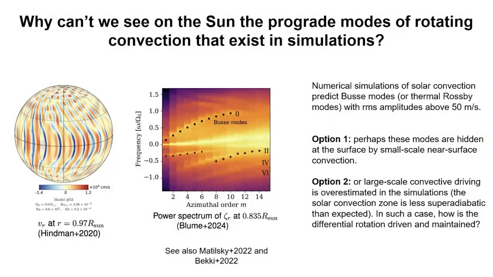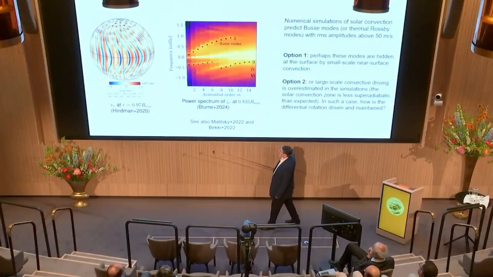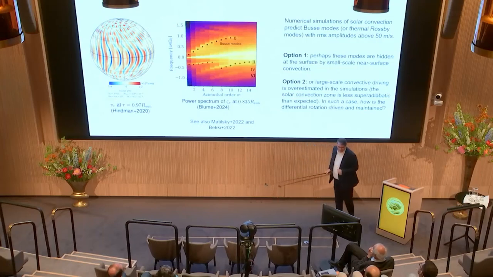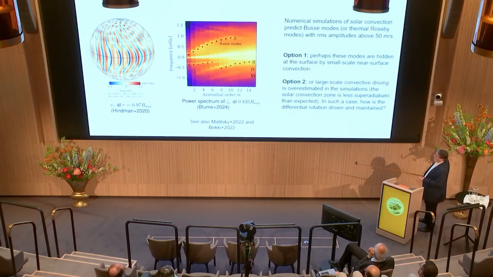Now here's a question that has been around for a long time. Why can't we see on the sun the prograde modes of rotating convection that exist in the simulations? Okay, for a while it has been seen in simulations that there are convective modes that propagate prograde, banana cells of this sort with very large amplitudes, let's say around 50 meters per second. And these are not seen on the sun, at the surface of the sun.